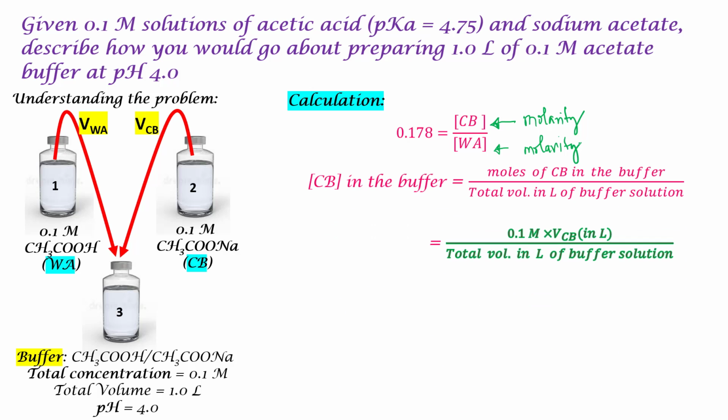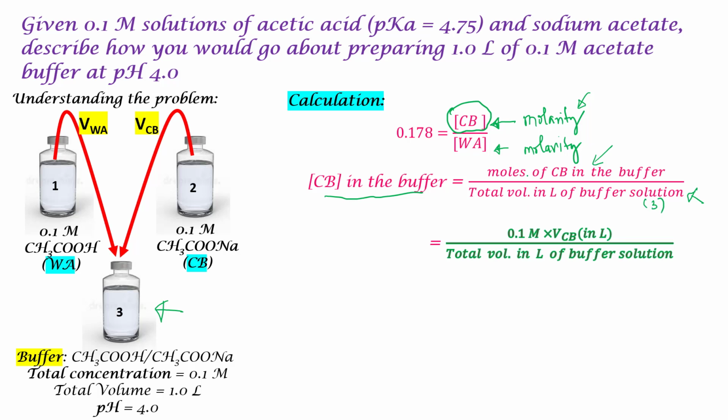So because it's a molarity, first I'm dealing with only the conjugate base, we're not dealing with the weak acid. First I'm dealing with this conjugate base concentration, and because we are describing it in terms of molarity, we know that that's moles of conjugate base in the buffer divided by the total volume of the buffer that we have in bottle number 3. So when we say total volume in liters of the buffer solution, we are referring to bottle number 3. Okay, so we're trying to figure out the moles of conjugate base in this buffer divided by the total volume that exists in bottle number 3.